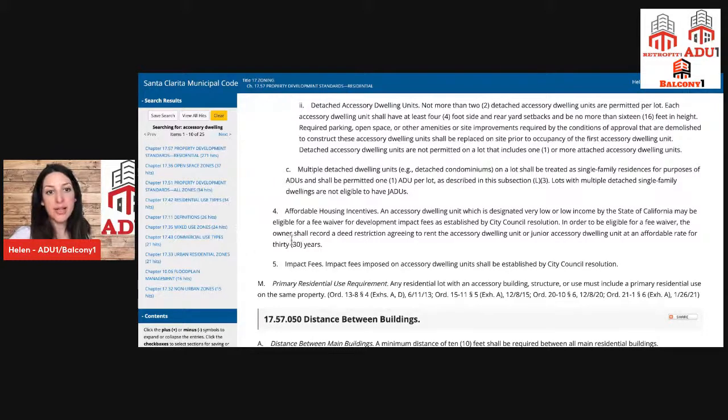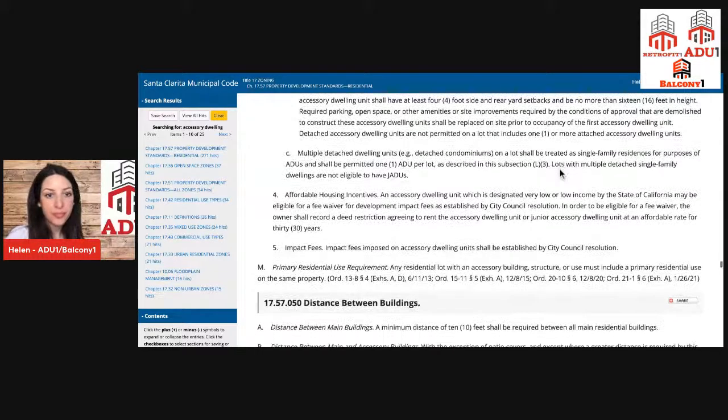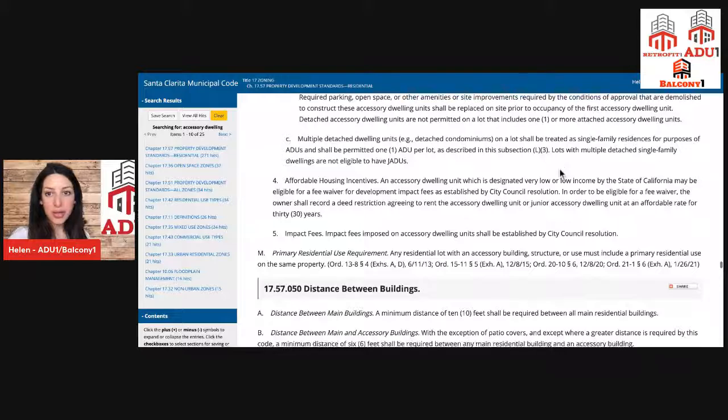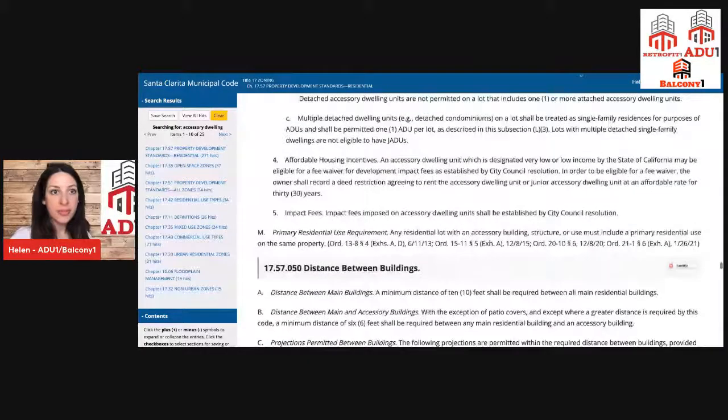Okay, and this is nice that they do give some incentives for affordable housing. Apparently you will be eligible for a fee waiver if your unit is designated for very low or low incomes. That's really nice. So yes, that is about it.